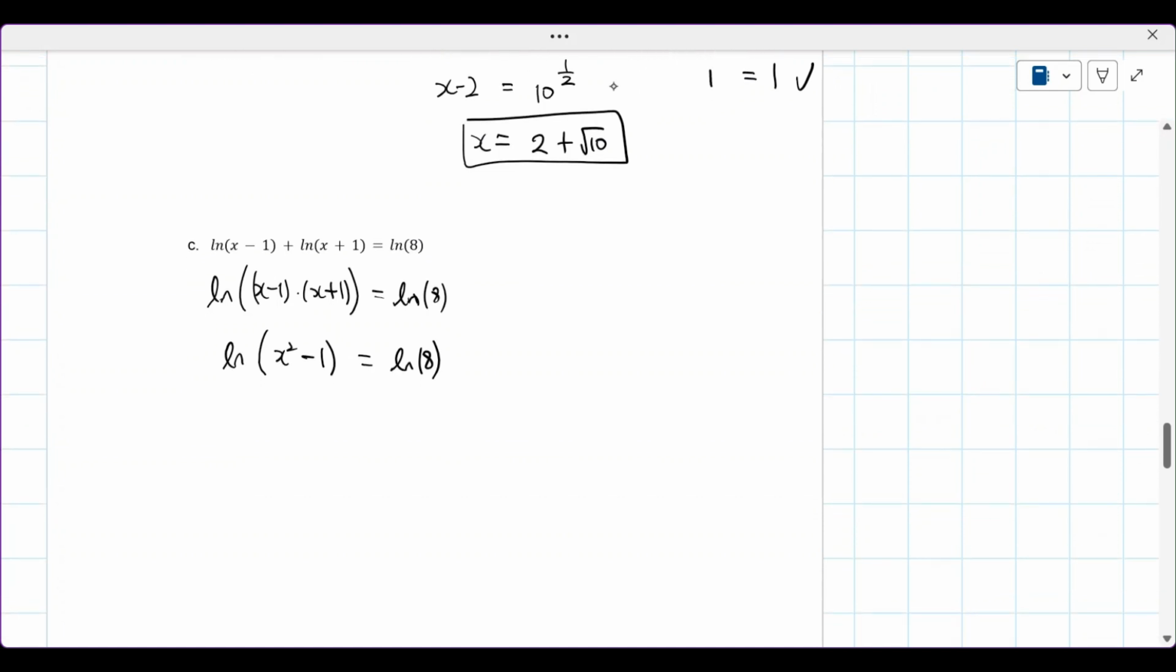So now we can undo the ln on both sides. Well, we can do e to the power of on both sides, the base to the power of, which will automatically cancel both ln on both sides. So x squared minus 1 equals 8. x squared minus 9 equals 0. x is equal to, sorry, x squared is equal to 9. I probably should have done that right away.